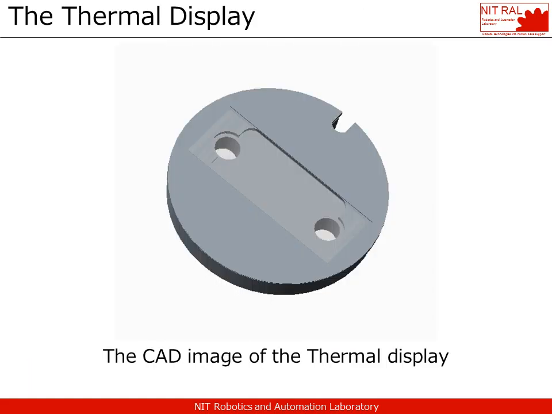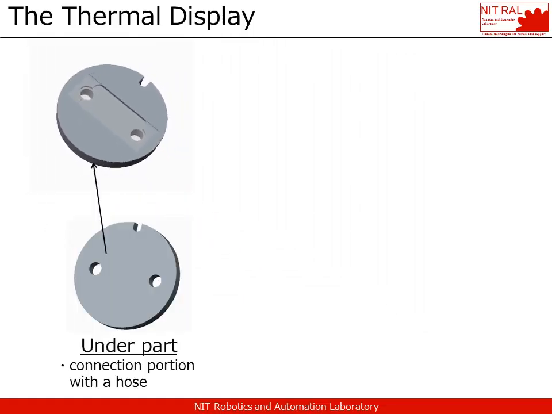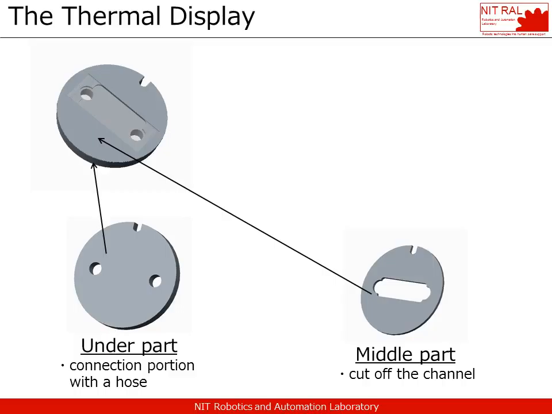We show the structure of thermal display. The thermal display consists of 3 kinds of parts. The under part is made from acrylic boards of thickness 10 mm, and bears the connection portion with the hose. The middle part is made from acrylic boards which have cut off the channel.